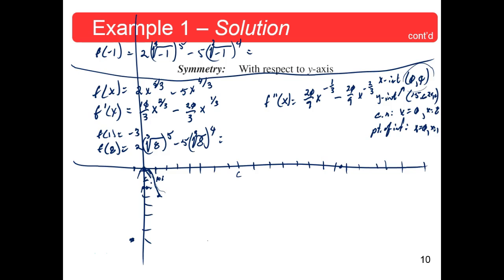5 times 16 is 80. So what did I say, remember this was 64 minus 80, which is minus 16. Is that right? Yeah, minus 16. Okay, we're somewhere way down off scale here.